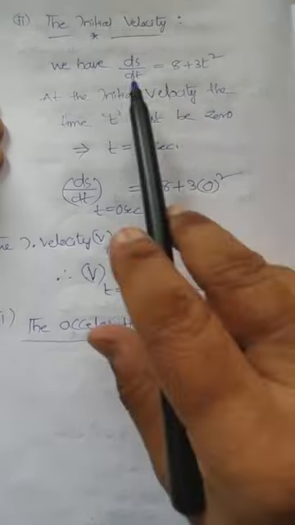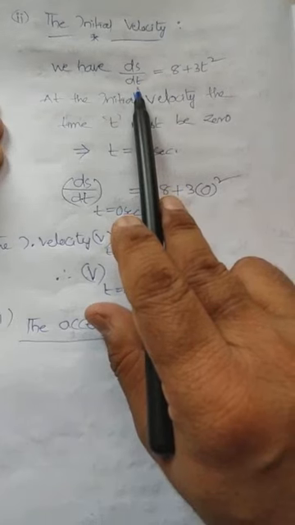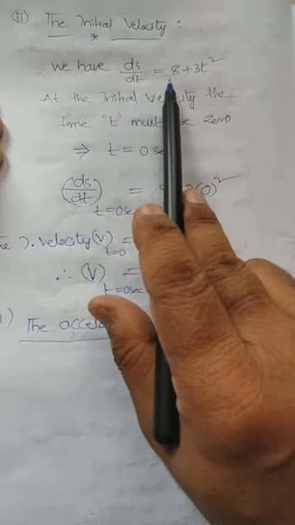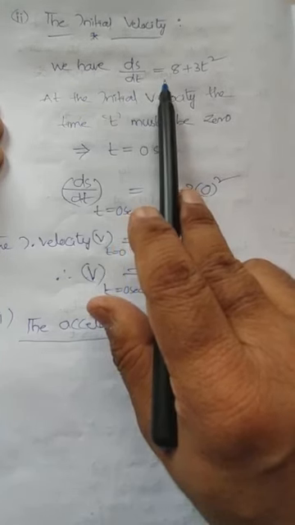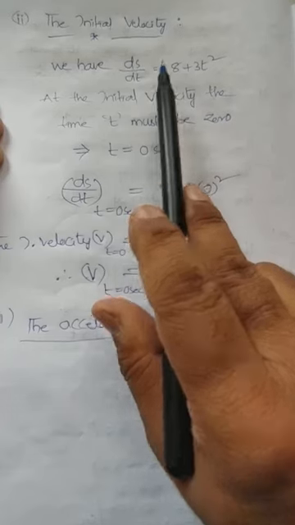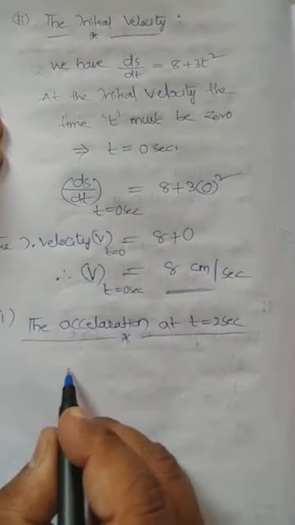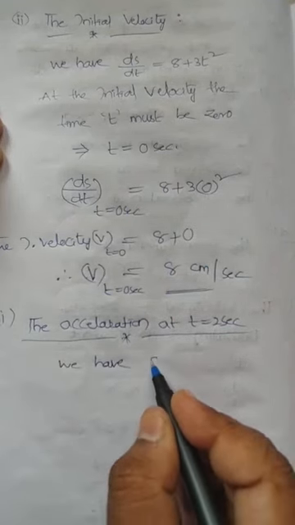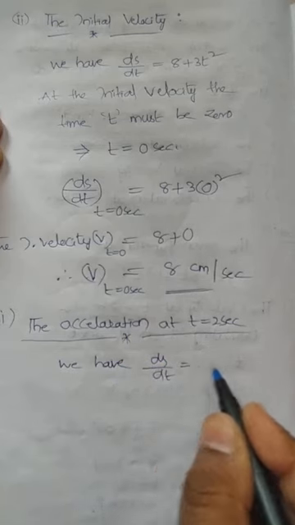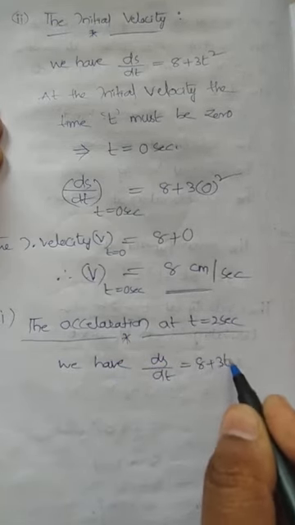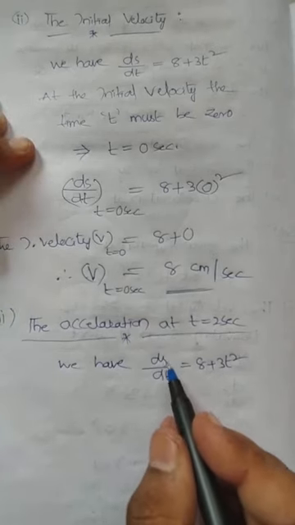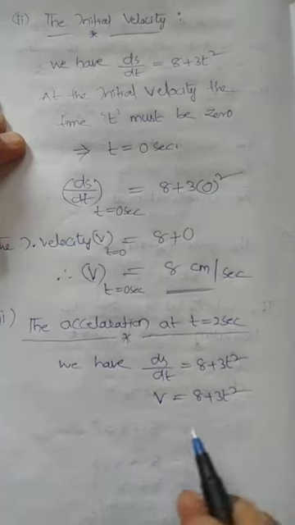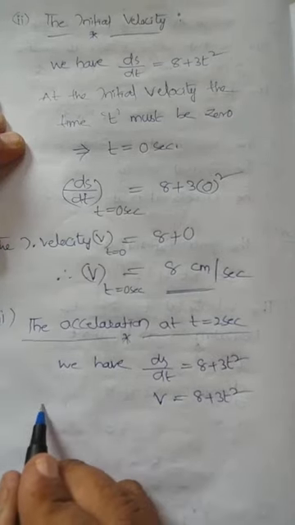So this is now the first derivative of the displacement. For this function we need to differentiate it once again, since the rate of change of v is the acceleration. Let us consider ds/dt = 8 + 3t², the rate of change of displacement, which is the velocity v = 8 + 3t².